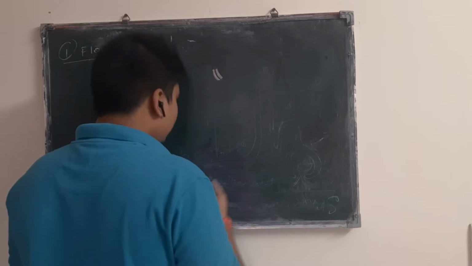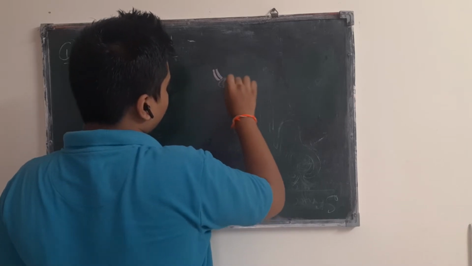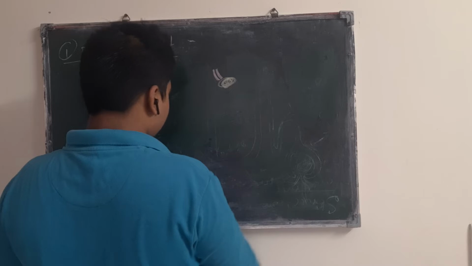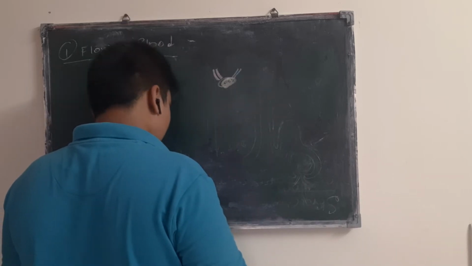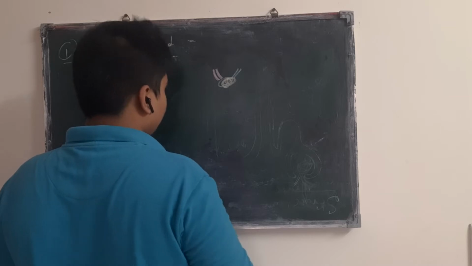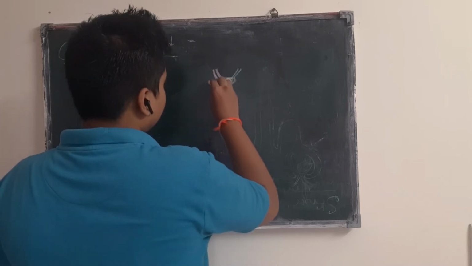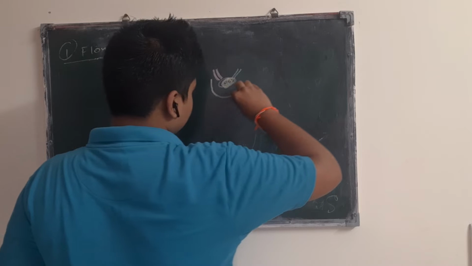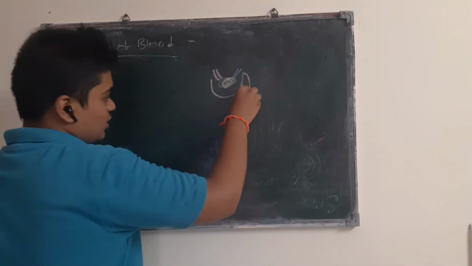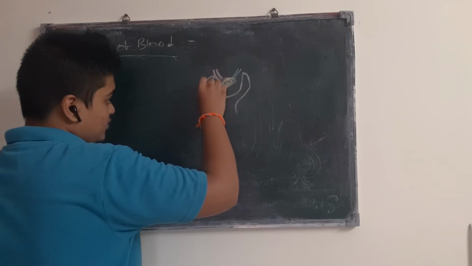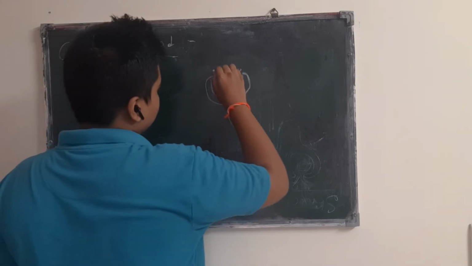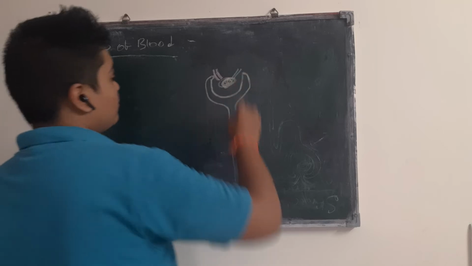Before, I drew something like this and this. What are these? These are your Malpighian body. This is your Bowman's capsule. This is your glomerulus. This is your afferent arteriole.